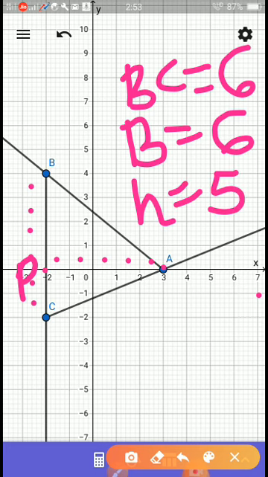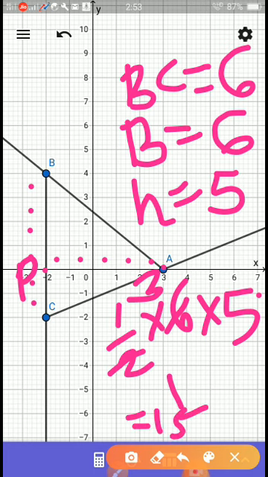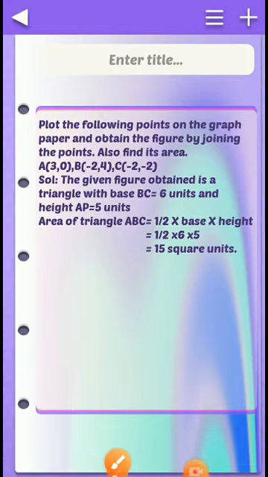Clear? So I have the base, I have the height. So just give the formula. It will be half into base into height. So cancel: 2 ones are 2, 2 threes are 6. So the answer is 3 into 5, that is equal to 15 square units. That means my area is 15 square units. Okay, this is what is given here.